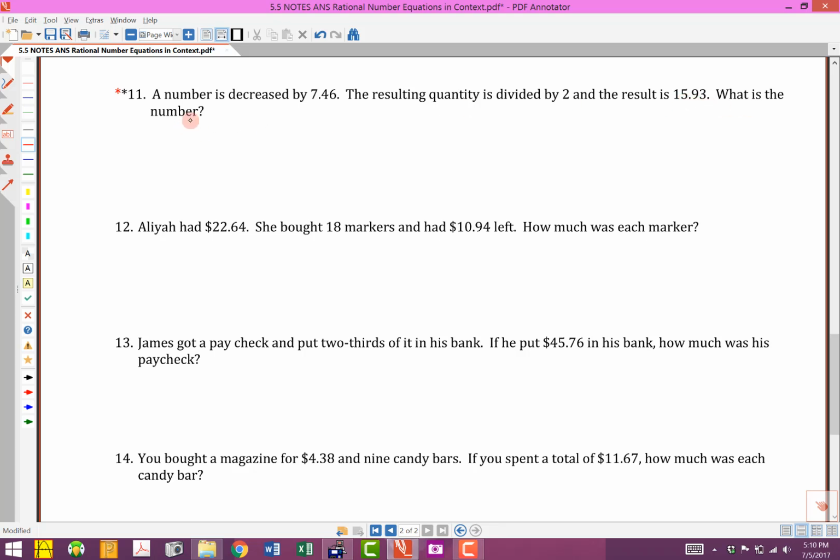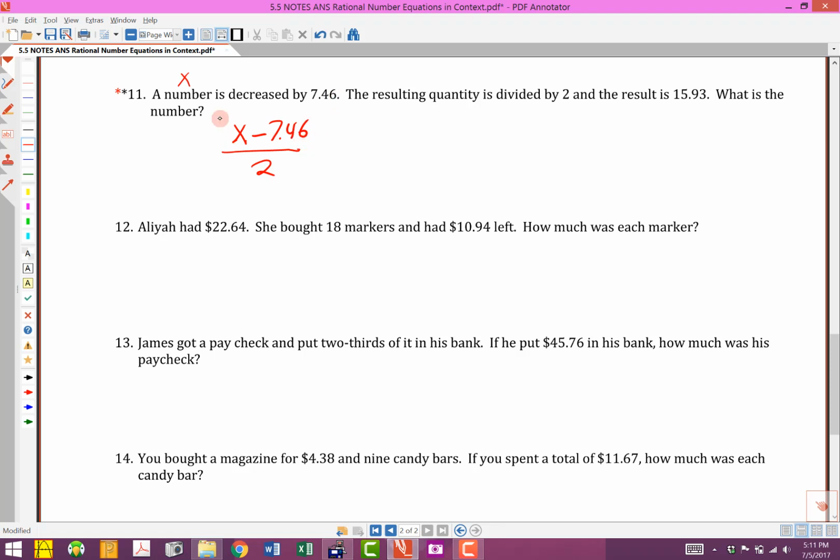What is the number? So let's say the number is x again, and it's going to be decreased by 7.46. Well, if we decrease something, then we subtract something from it. So we're going to subtract 7.46. The resulting quantity, so this entire quantity, all of that is divided by 2. So we wouldn't just do divide by 2 here. We're going to divide the entire thing by 2. And if we wanted to put that quantity in parentheses, that would be totally okay.